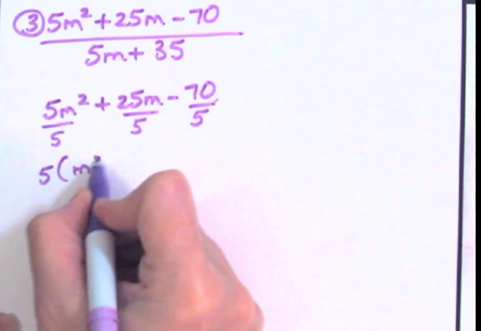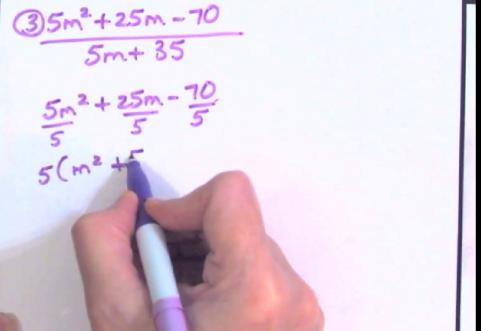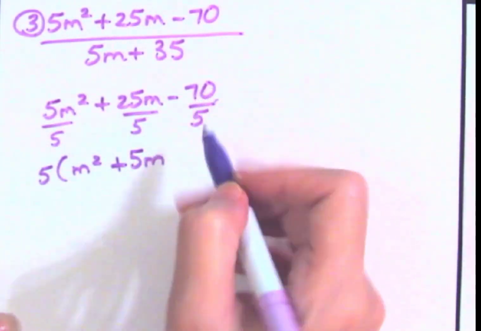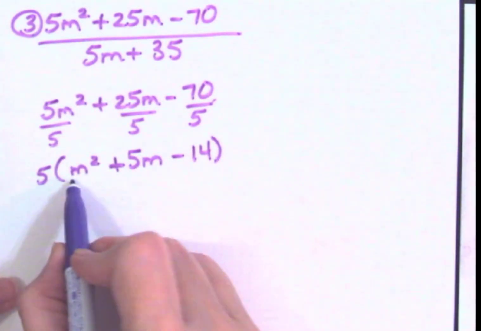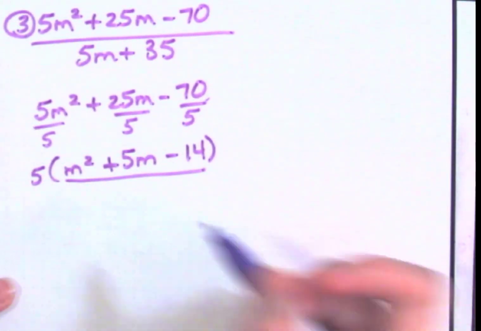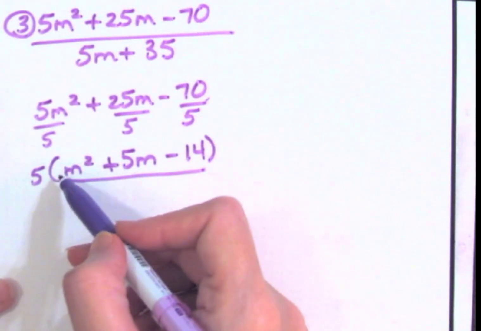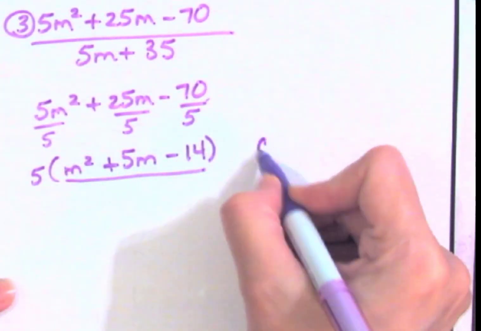That would be m squared. 25 divided by 5 is 5. Negative 70 divided by 5 is negative 14. So now we're going to focus on the trinomial and factor it. Now my a is 1, so I can just look at c.